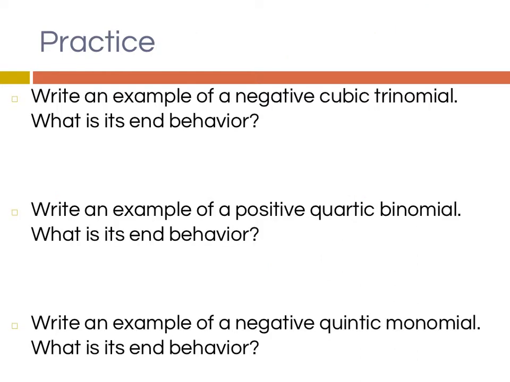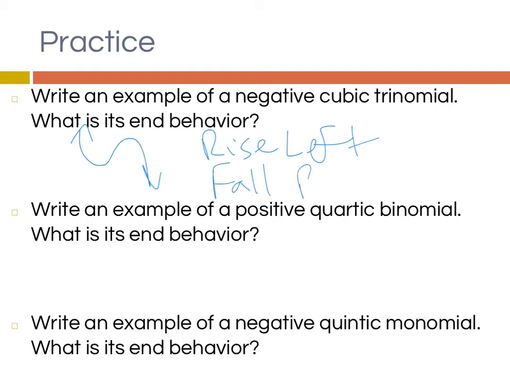So let's do an example of a negative cubic trinomial. So cubic, what's its end behavior? Negative, and remember this from the last video, a negative cubic is going to look like this. So on the left-hand side, which would be right over here, look at our arrow, it's pointing up. So rise left, and on the right-hand side, the arrow is going down. It's yelling timber. So fall right.